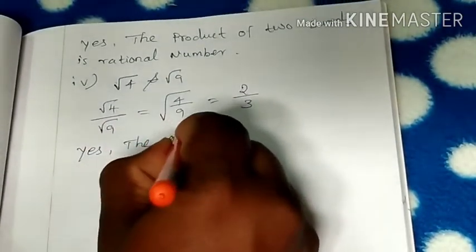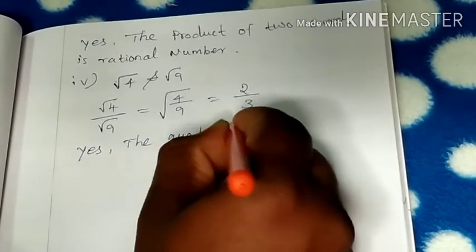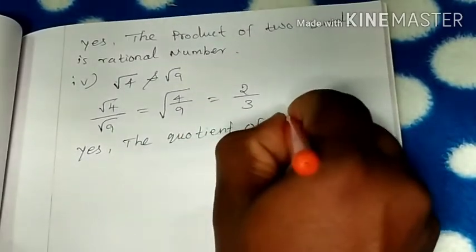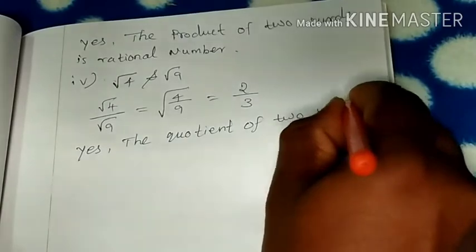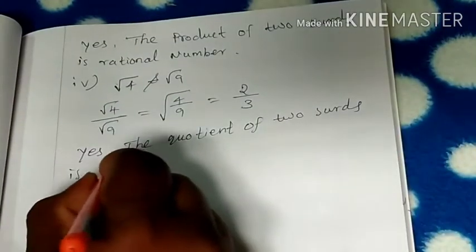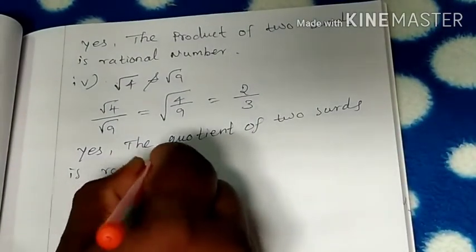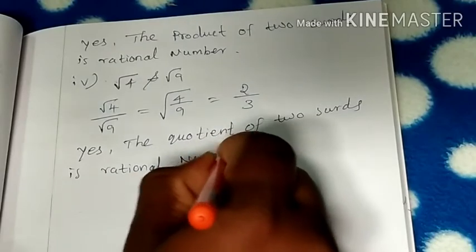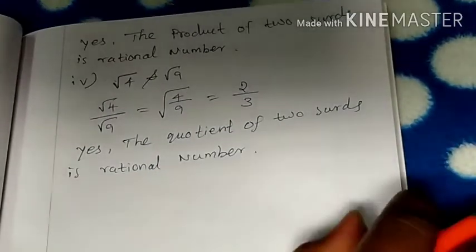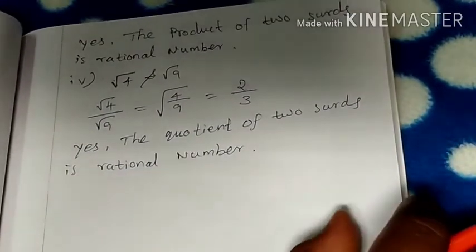The quotient of two surds is a rational number. That's all. So that's all the sixth question.